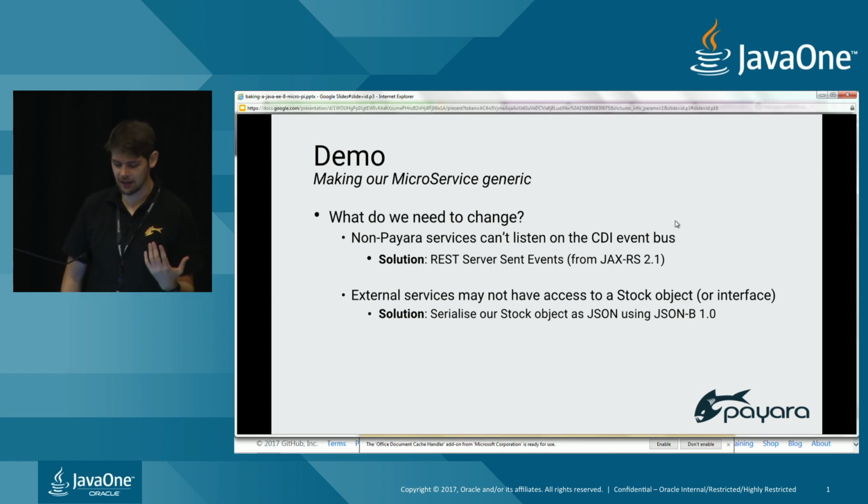The other thing I was going to do, again assuming that we're going to make this public for other people to consume, is use JSON-B to serialize the StockObject and give a nice stock object which can then be used easily by other consumers.